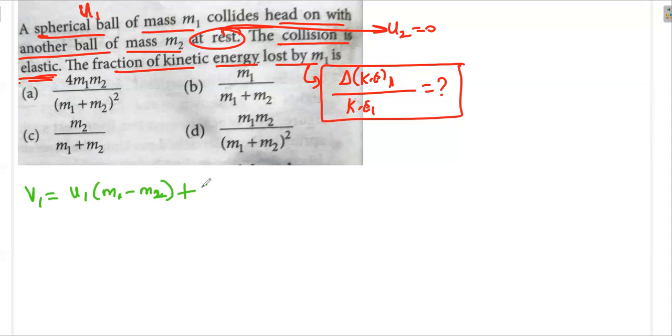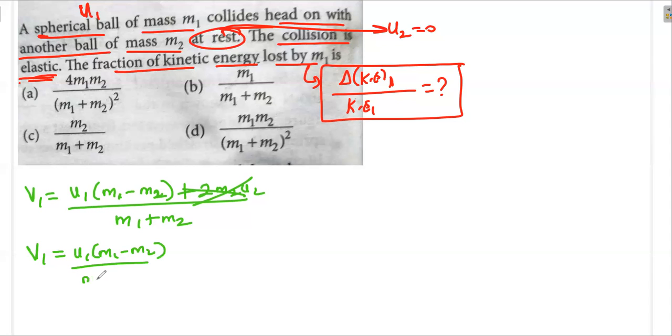Then you add the u2 term, so it is 2 m2 u2 by m1 plus m2. This is the direct formula. If u2 is 0, that whole term goes away, and that's it. Substituting the value of u1, this gives me the final velocity: v1 is equal to u1 into m1 minus m2 by m1 plus m2. This is my final velocity.